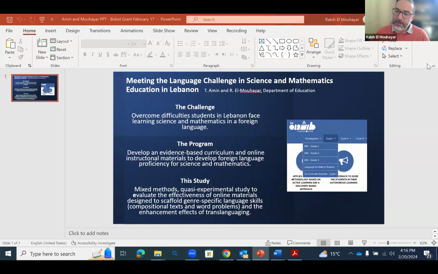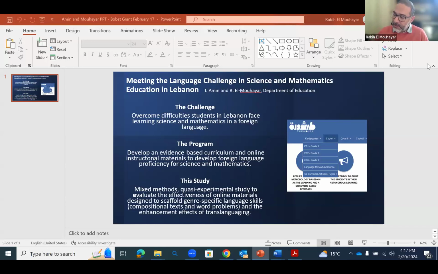So, as you know, in Lebanon, we teach math and science in a foreign language. And this is due to several factors. Among these factors is the French mandate from 1923 to 1946, and then the globalization of English. So we usually teach math and science in English or French, starting from elementary and even the KGs. And according to research, this causes difficulties for students and for teachers as well.